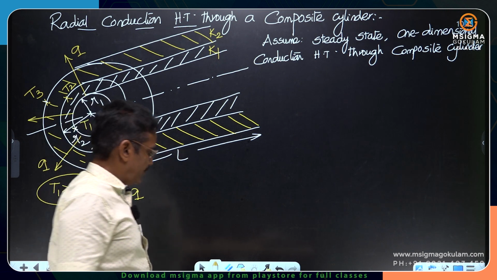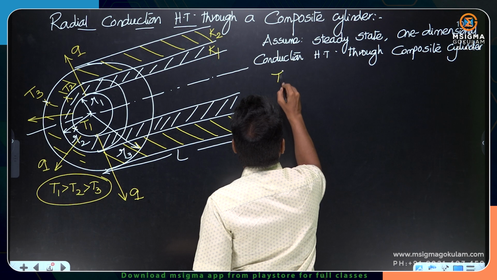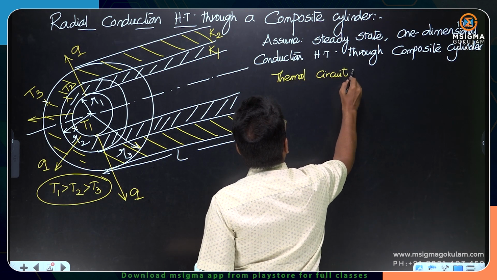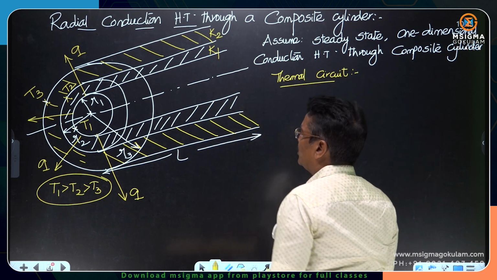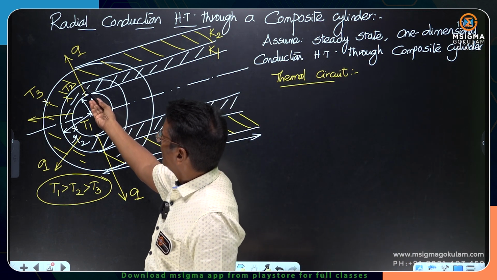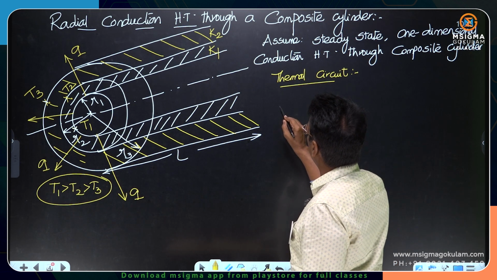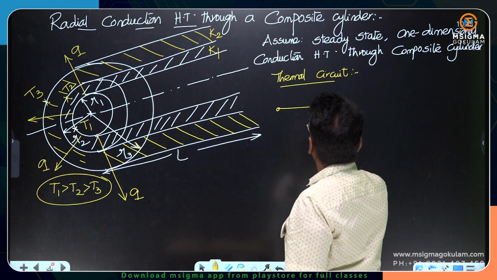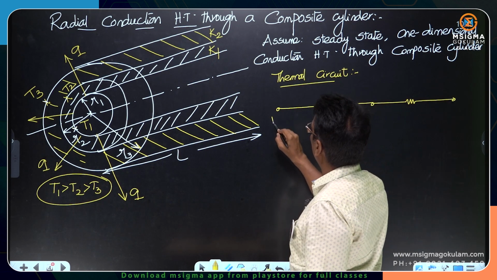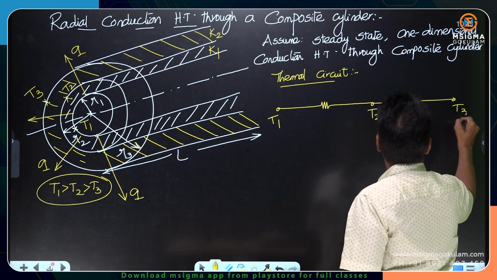So, if you look at the thermal circuit for that radial conduction heat transfer, there will be two resistances in series, because unless the heat conducts through this, heat cannot conduct through this. The thermal circuit comprises two conduction resistances: T1, T2, T3.